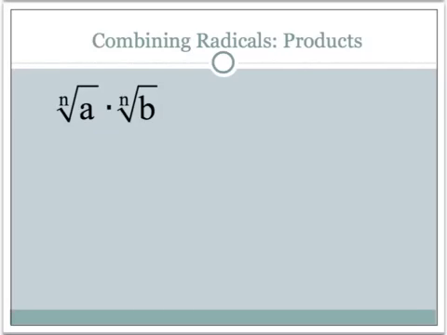So we're going to start this section by talking about ways in which we can combine radicals. And the first way is to multiply them. In order to multiply radicals, you have to make sure that they have the same index, or the same root. So the general rule is the nth root of A times the nth root of B, and we can combine them as the nth root of A times B. As long as you have the same index, you multiply the radicands together.